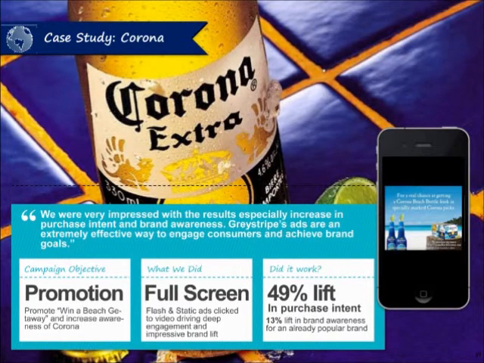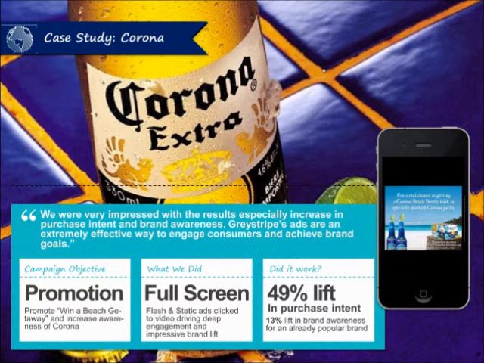I'll show one more case study. This one was with Corona. Corona is a very popular Mexican beer brand that has done very well in the United States. The goal of the campaign was to promote a Win a Beach giveaway promotion that Corona was doing. They did, again, a variety of creatives, full screen creatives, including a flash and static ads.